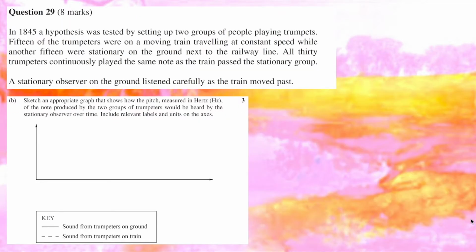Now this one, question 29, was quite difficult for a lot of students. At the heart of it, it's a question about the Doppler effect. You've got to add to your graph the sound from the trumpeters on the ground in a straight line and the sound from trumpeters on the train. You've got to realize a few things about the Doppler effect. And even though it's talking about the Doppler effect, it's a graphing question. It's about interpreting that.